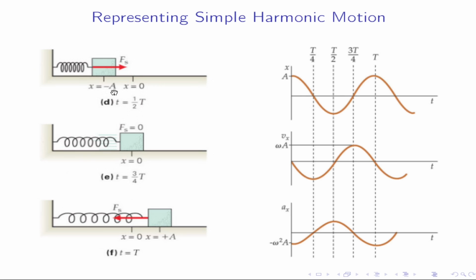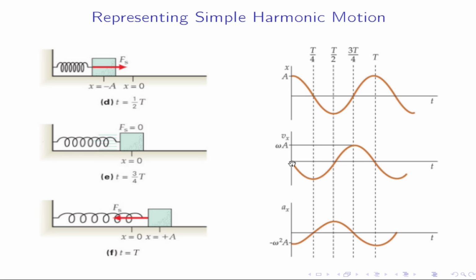It again moves to x equal to minus A. At that time, this is the direction of spring force F s and it reaches the minus A position. That is time equal to T by 2. And again it reaches x equal to 0. At that time F s is again 0, but time is 3T by 4. Then it reaches x equal to A at time capital T. So from this point to this point, it completes one oscillation. The time taken for one oscillation is called the time period T.